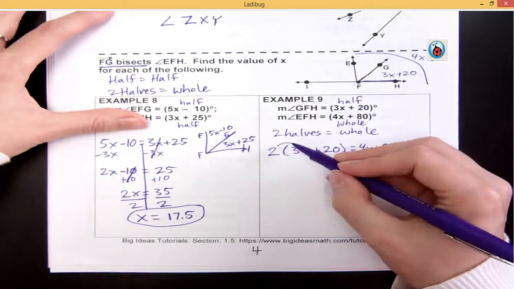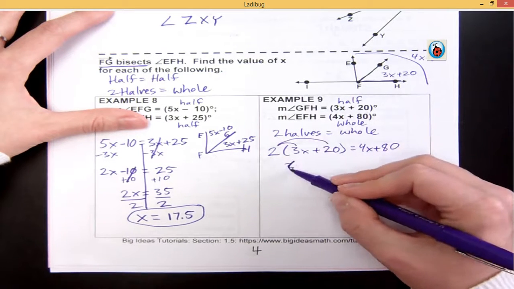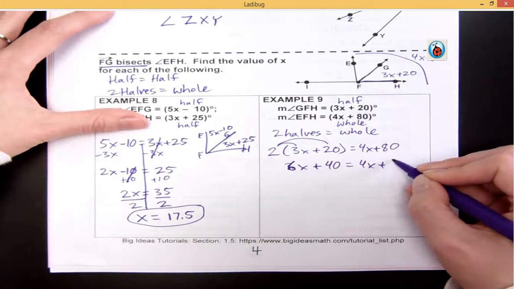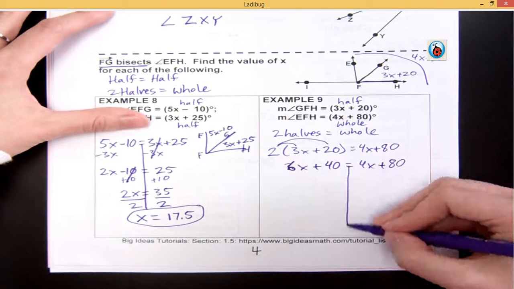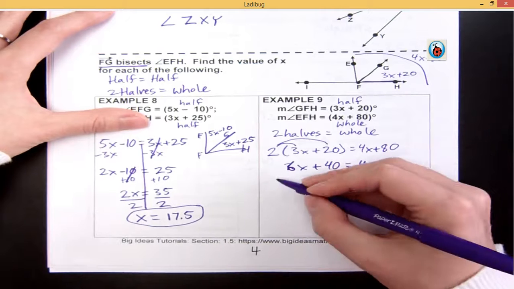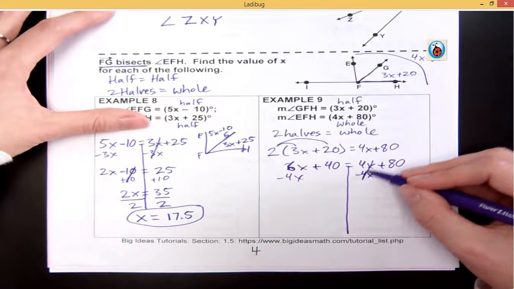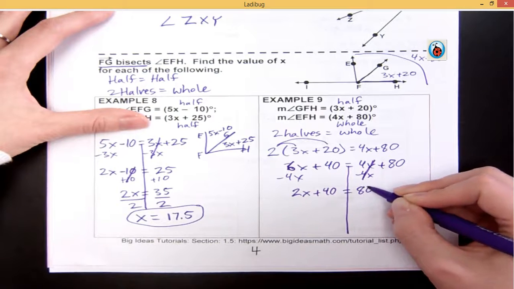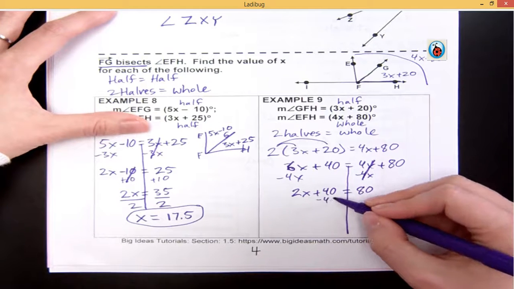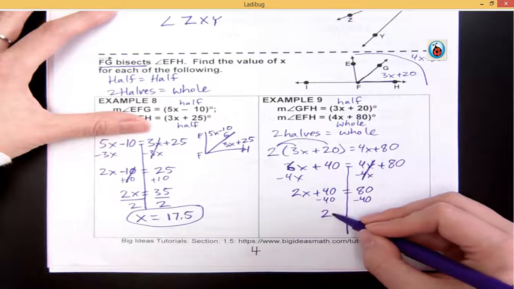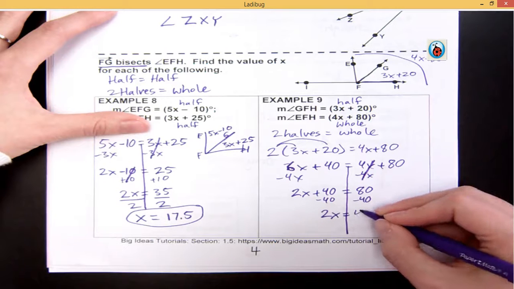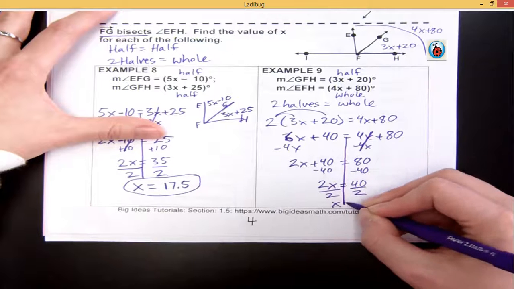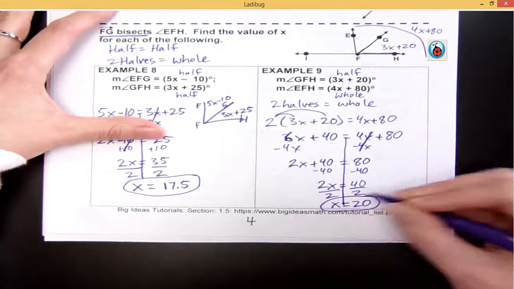And then I solve. So distribute to get 6x plus 40 equals 4x plus 80. Then I subtract 4x from both sides to make that one cancel out. Then I have 2x plus 40 equals 80. Subtract 40 to get 2x equals 40. And divide by 2 to get x equals 20. And I'm finished.